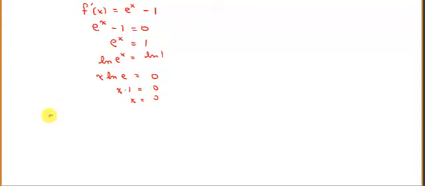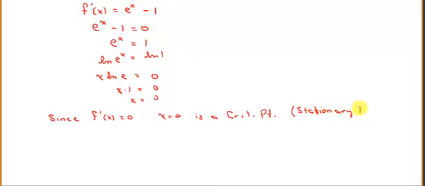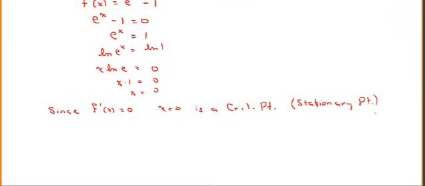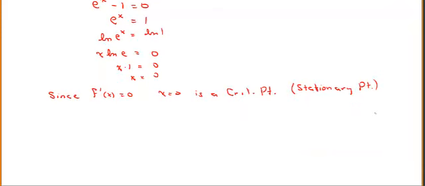Since f prime of x is equal to 0, x equals 0 is a critical point. In fact, it's also a stationary point. Remember, stationary points are those critical points where the first derivative is 0. Now, does it locate a relative maximum or a relative minimum? Well, let's check and see. We can use the second derivative test. Since this is a stationary point, we can try the second derivative test.